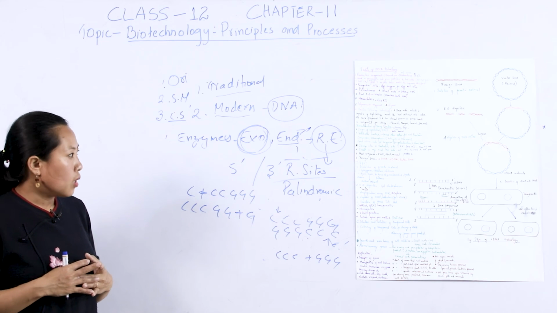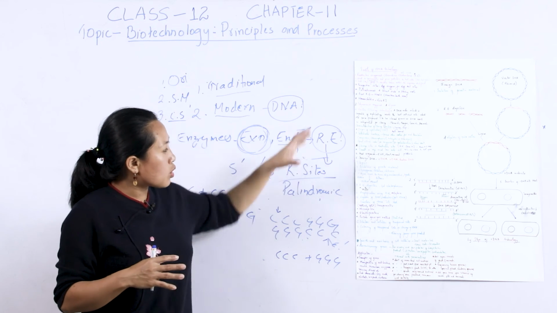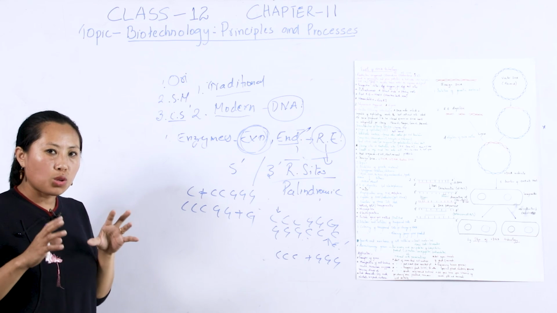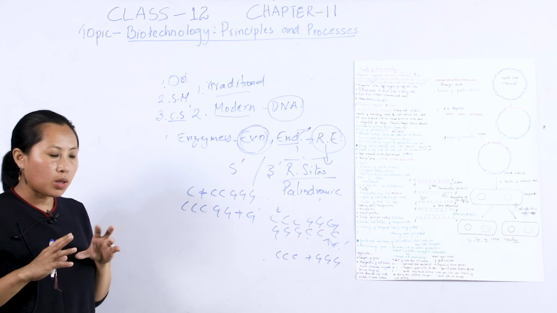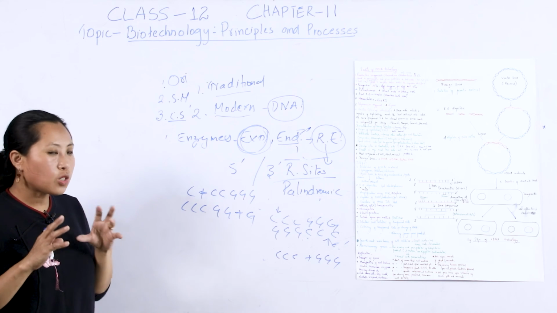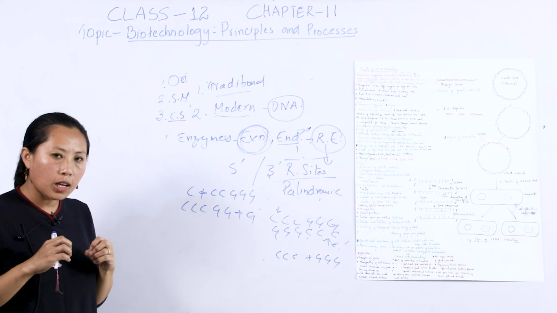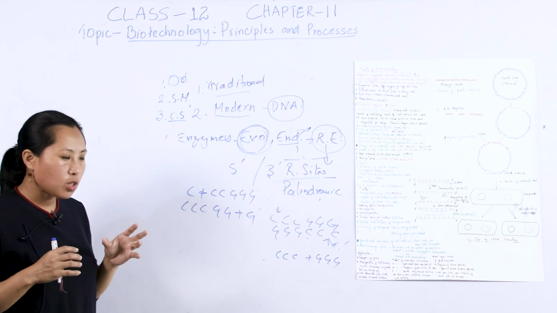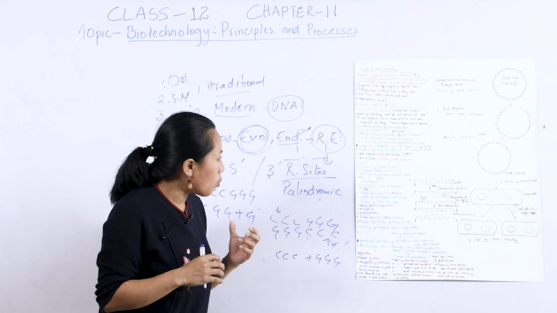Okay, then these vectors should also be small in size and have low molecular weight, because larger molecules collapse during handling, and it is difficult to manipulate larger molecules. So vectors should be small in size and should have low molecular weight.